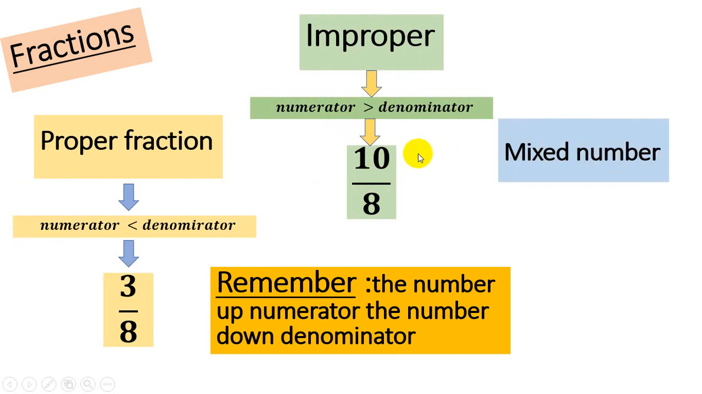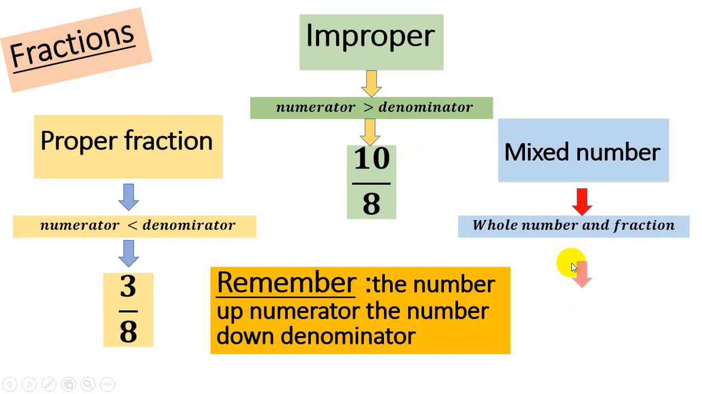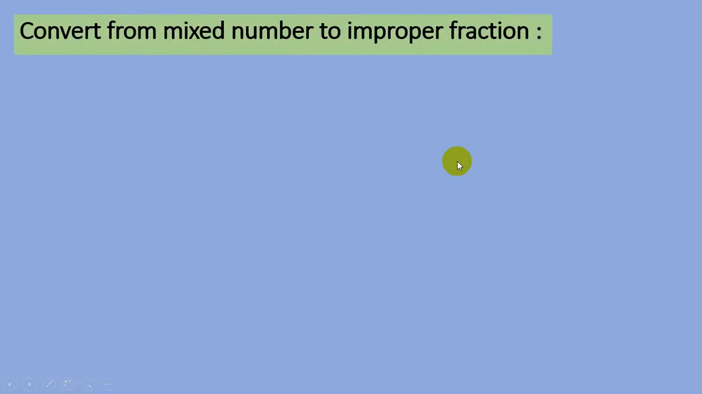And we have mixed number. The meaning of mixed number, it means whole number and the fraction. And the fraction besides the whole number is proper fraction. Let's answer this exercise. Convert from mixed number to improper fraction.